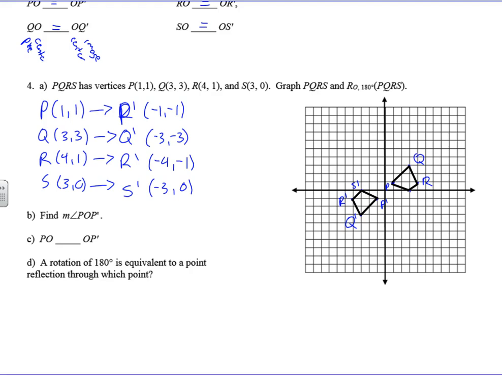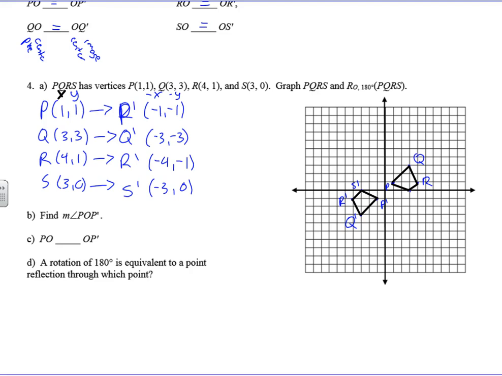Now, you might notice, some of you kind of pick up on it, you'll identify the rule. Sometimes as you're doing it, you find the rule. And the rule, in this case, is (x, y) becomes (-x, -y). So sometimes one way to do it is you could just plot one point, figure out the rule, and then apply the rule.